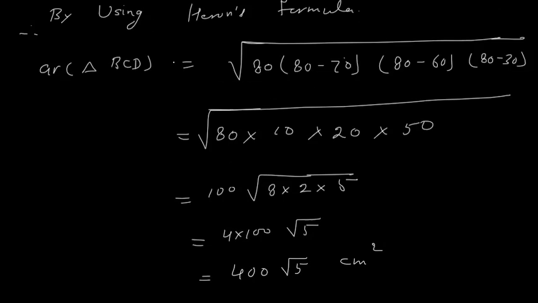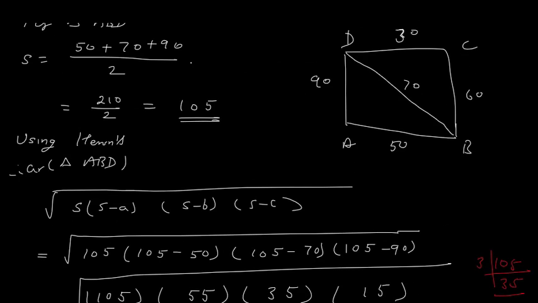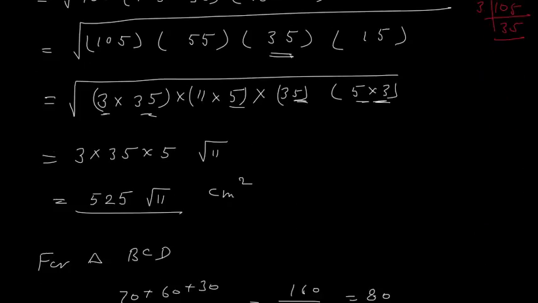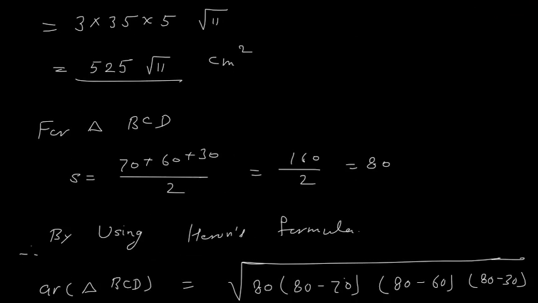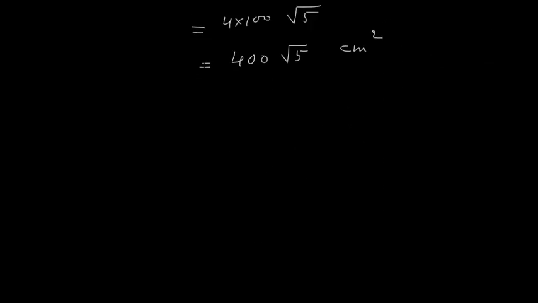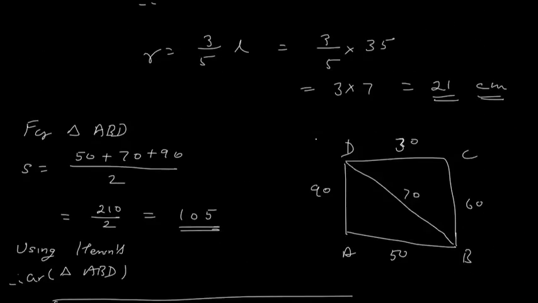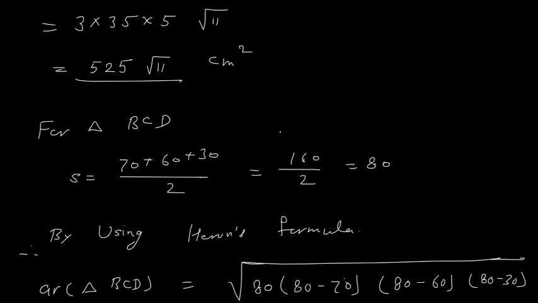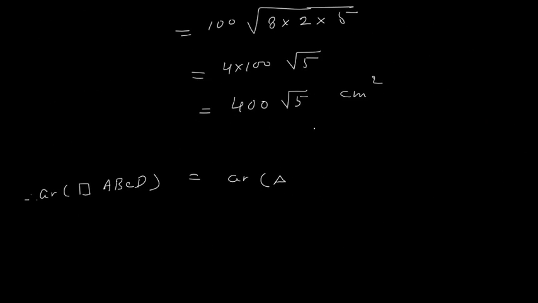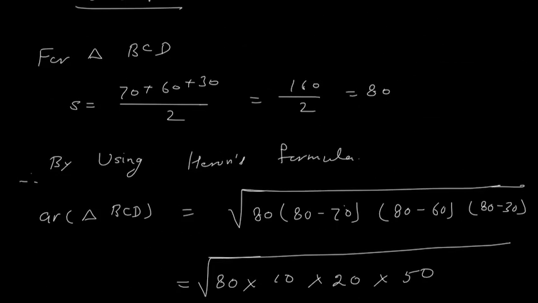Now the area of ABD is 525 root 11, and here it is 400 root 5. So therefore the area of quadrilateral ABCD is equal to the area of triangle ABD plus the area of triangle BCD.